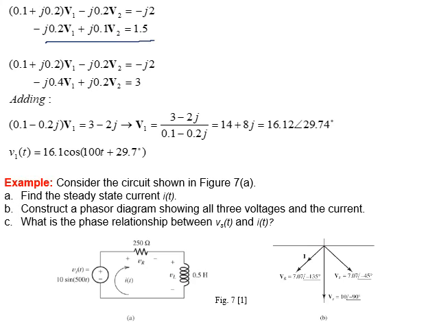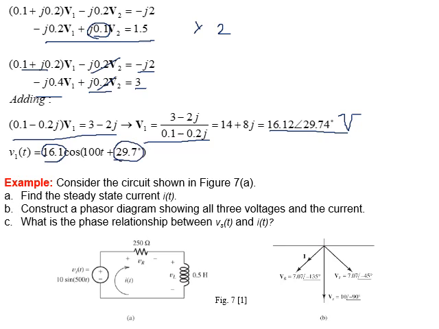I will eliminate V2, so I will multiply here by 2, so this part will be 0.2, as you can see here. So I can cancel this part with this part. Now add this part with this part and this part with this part. We come up with this equation. Simplify, we are here. Do the math for complex numbers. We got the voltage equal to 16.12 with angle 29.74 volt. Now we can write it in the time domain: the maximum is 16.12, and cosine 100t plus the phase shift, which is 29.7.